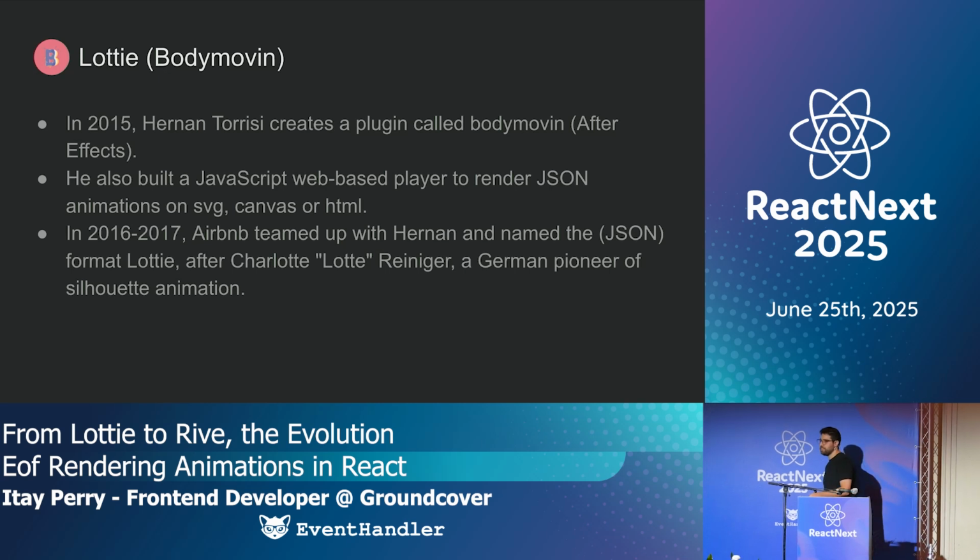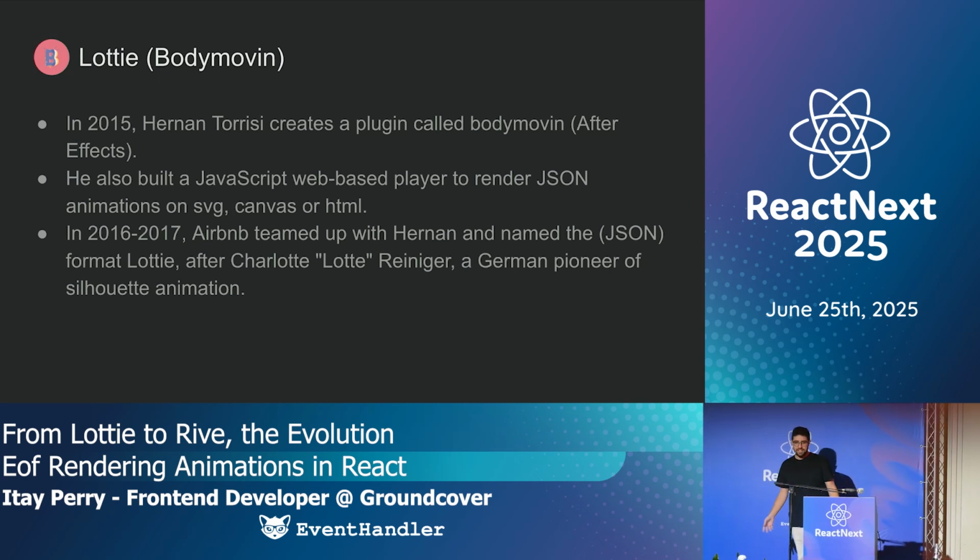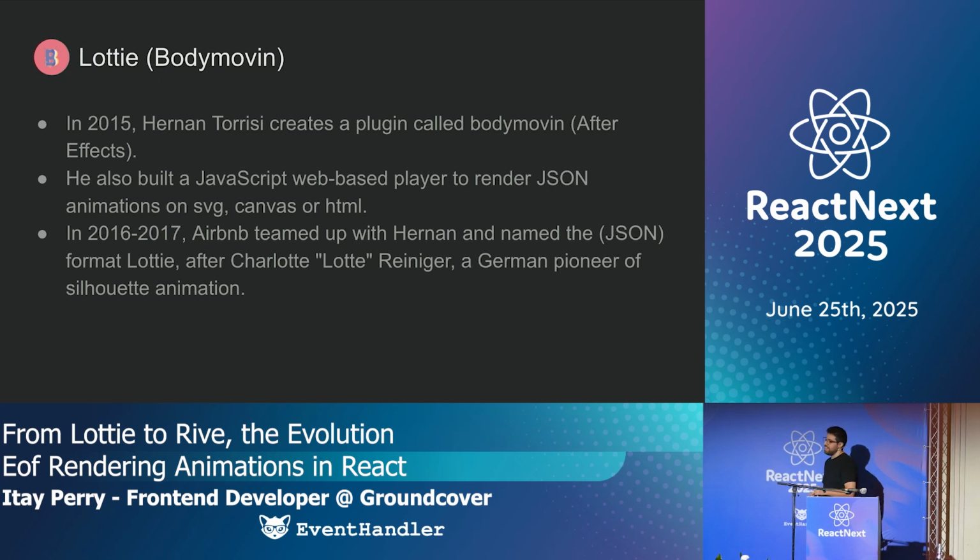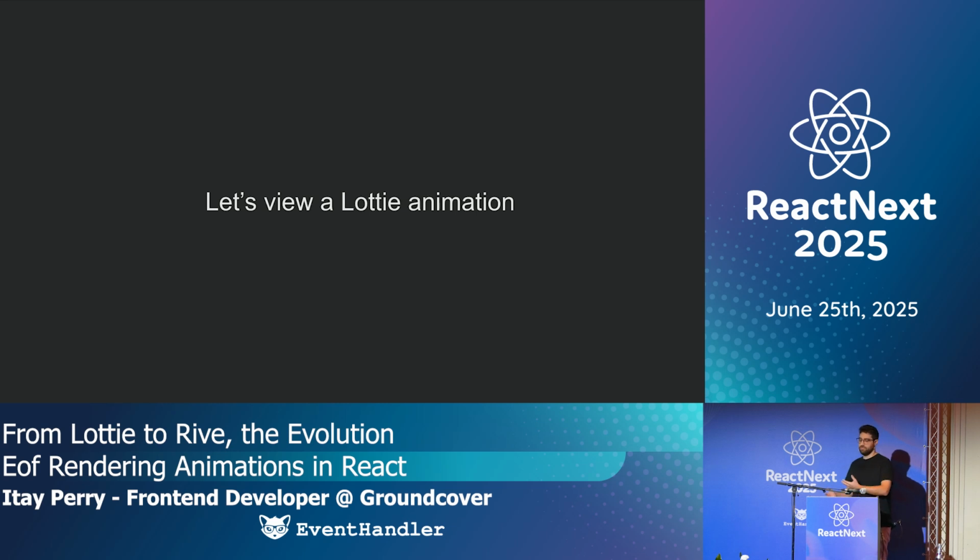Lottie is pretty well known. It's been out there for like 10 years, so I'm pretty sure you know it. But let's do a quick recap. 10 years ago, a talented developer called Hernan Torisi built a plugin for After Effects called Bodymovin. And Bodymovin lets you create animations and export them as JSON files. He also built a web player to play them. And the web player, a year or two later, was renamed to be Lottie. So basically, Lottie is just a JSON animation. It doesn't have to be JSON today and doesn't have to be created in After Effects, but that's basically what it is. So let's view a Lottie animation just to get started.